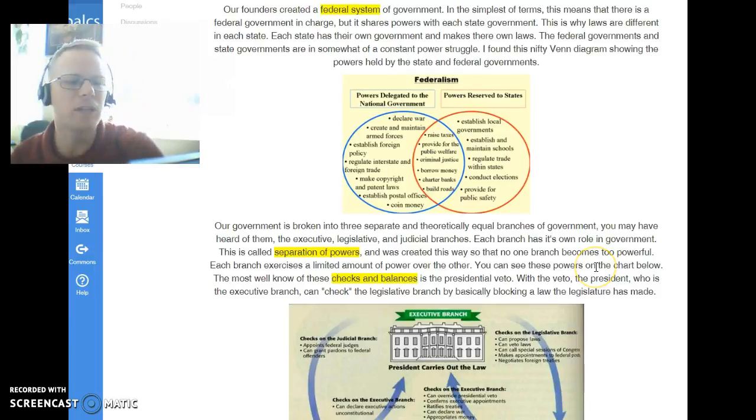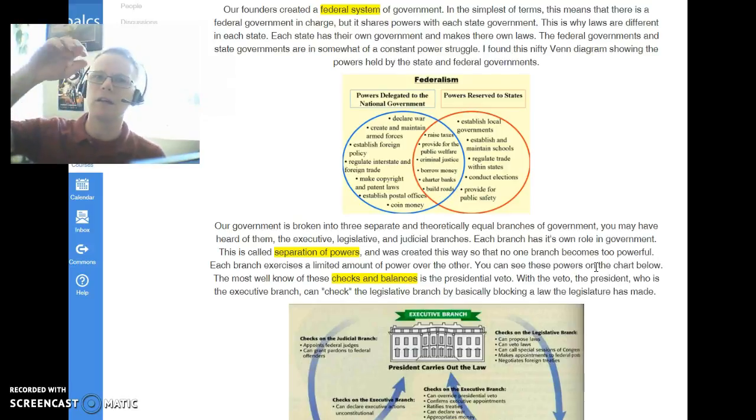Now, our government is broken into three separate and theoretically equal branches of government. You may have heard of them. They're called the executive, judicial, and legislative branches. Each branch has its own role in government. They have their own job to do. And this is called separation of powers. And it was created so that no one branch became too powerful. Each branch exercises a limited amount of power over the other branches. This is called checks and balances.